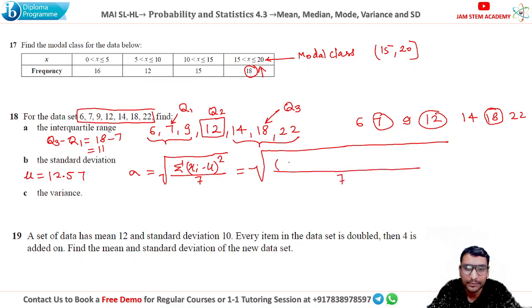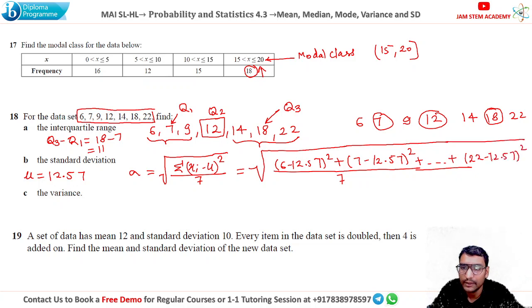So all I have to do is 6 minus 12.57 whole squared, plus 7 minus 12.57 whole squared, and so on up till the last value, which is 22 minus 12.57 whole squared, inside the square root. Once you solve this you can easily get the value. After simplifying this, I get the standard deviation as 5.44. So we got sigma as 5.44.